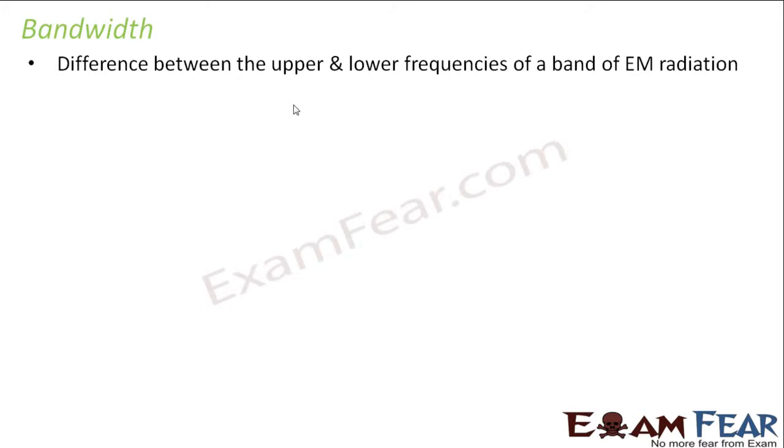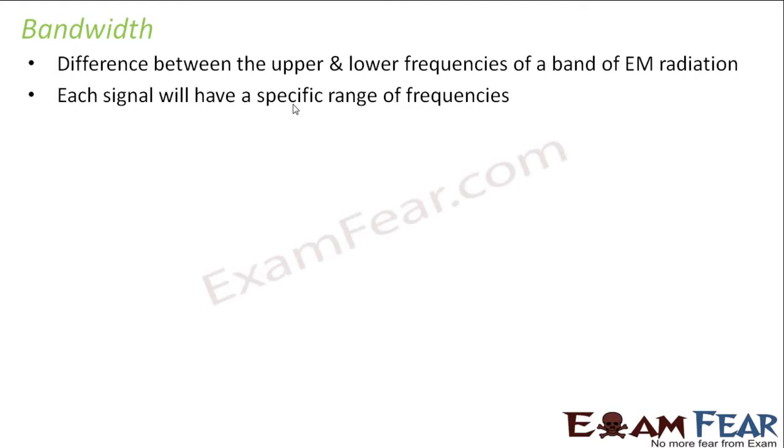It is the difference between the upper and lower frequencies of a band of electromagnetic radiation. While we were discussing the lesson on electromagnetic waves, I talked about the electromagnetic spectrum. You remember? Where we have different types of radiation: ultraviolet radiation, infrared radiation, visible light, radio waves, microwaves. They are classified into different types based on their frequencies. Each type of radiation will have a certain range of frequencies between which it will operate. That range of frequency is known as the bandwidth. It is nothing but the difference between the upper and the lower frequencies of a band of electromagnetic radiation.